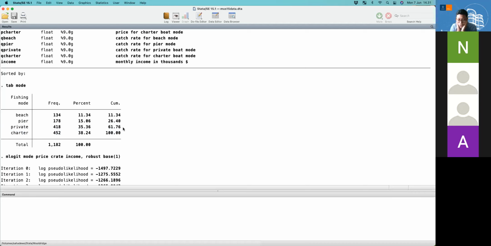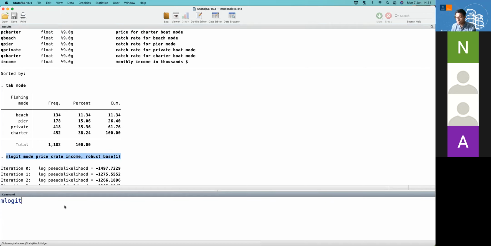So the first thing that you need to do before you do a multinomial Logit estimation is to identify which is the base alternative. Okay. So the base alternative is the beach, and so you can use that for the estimation. You can use the mlogit mode, price, catch rate, as well as income, and then you can use the robust standard error. And the base alternative is the first one, which is the beach.